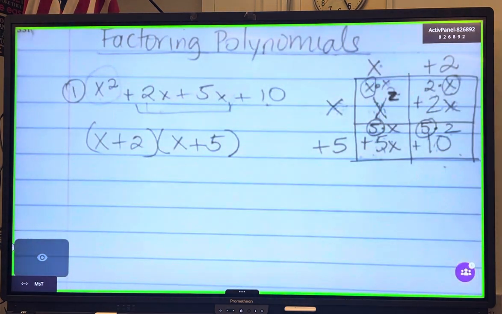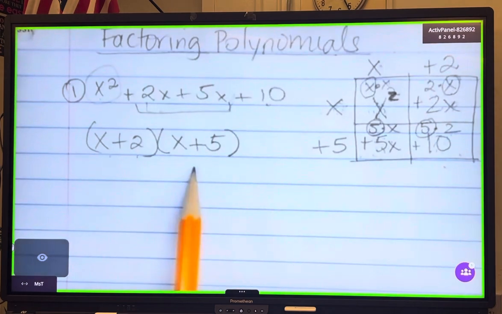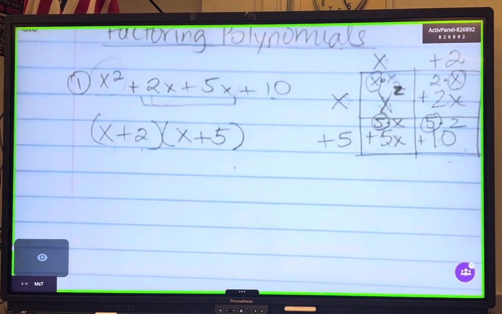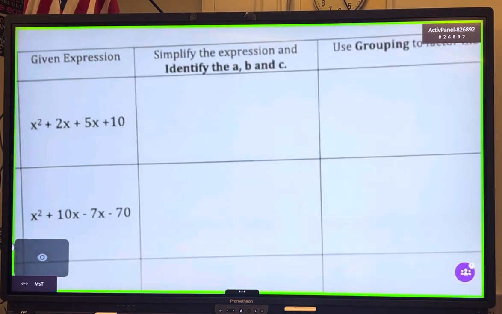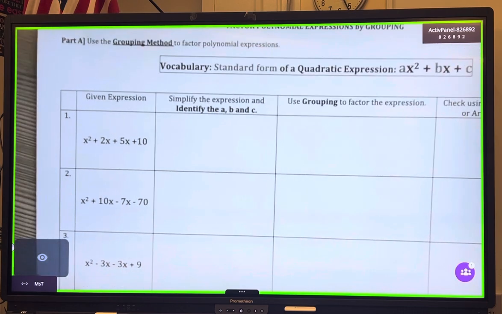Right here. X plus 2 times x plus 5. Everybody got it? Yes. Now, we just used the Punnett square, the area model, to do it, right? Let's go now to this paper. And I want to show you the same idea, but I want to use grouping so you understand it, okay?